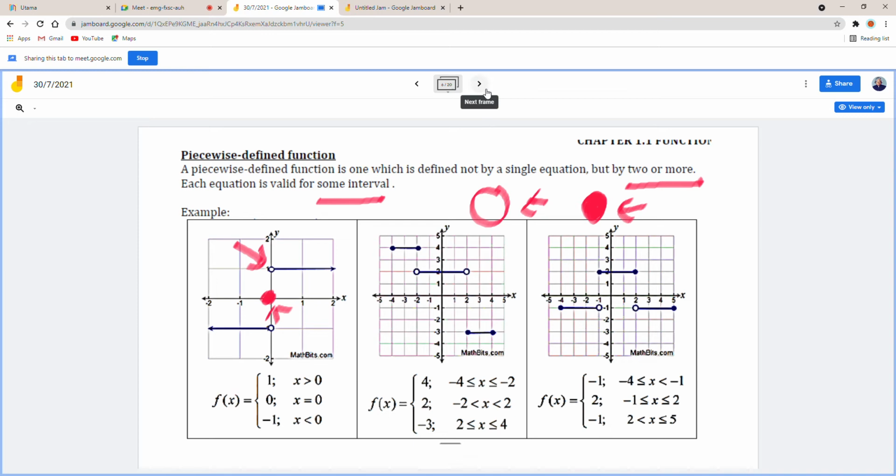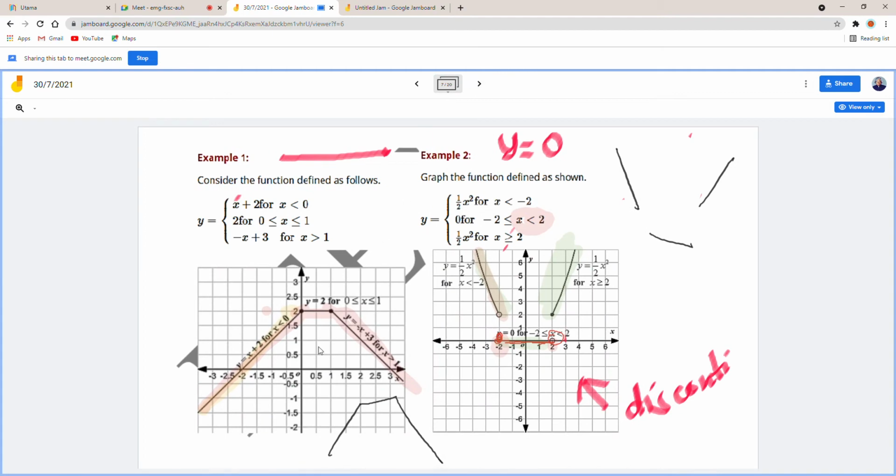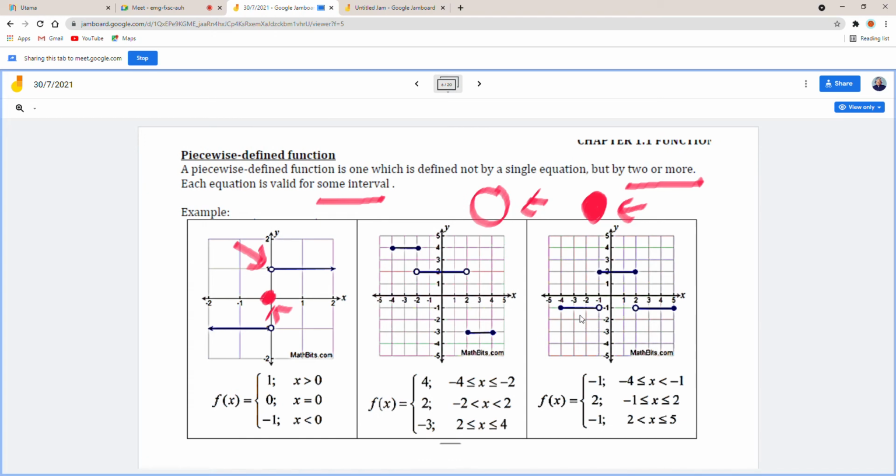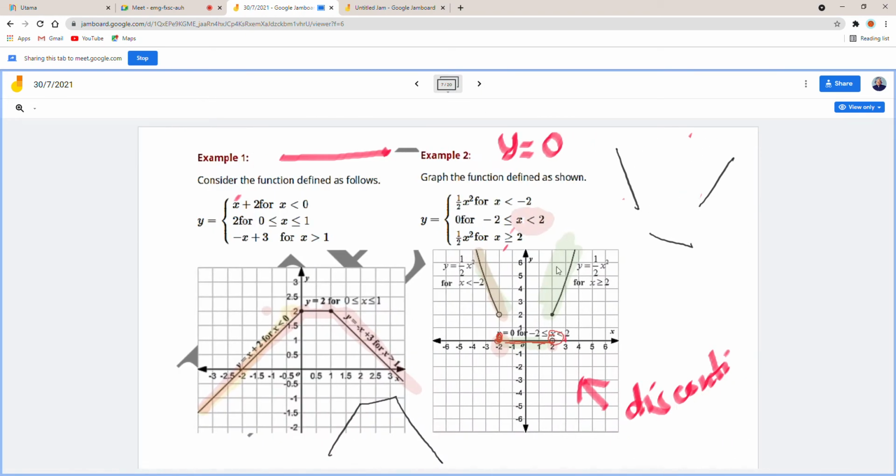Okay. This one, the discontinuous graph, is not connected. And next I'm going to show you the continuous one. This graph is continuous. The previous one was discontinuous, because the graph is not connected to each other. Like this one is discontinuous because it's not connected. And this one is connected, so this one is called a continuous graph.